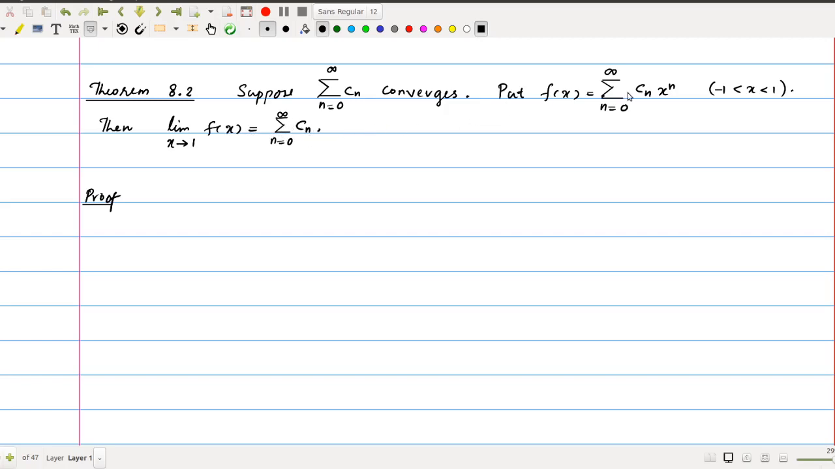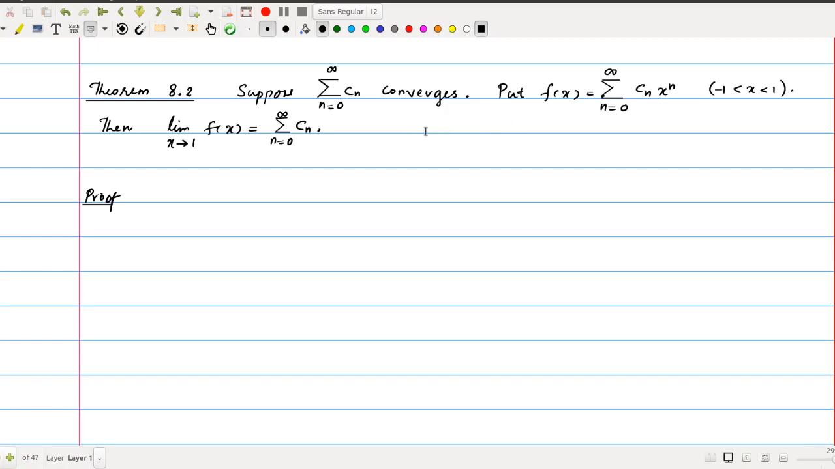summation n equal to 0 to infinity Cn. In case this power series converges for x equal to -1, you can get the same limit as x tends to -1. F of x will be that series obtained by putting x equal to that value. So this is theorem 8.2.